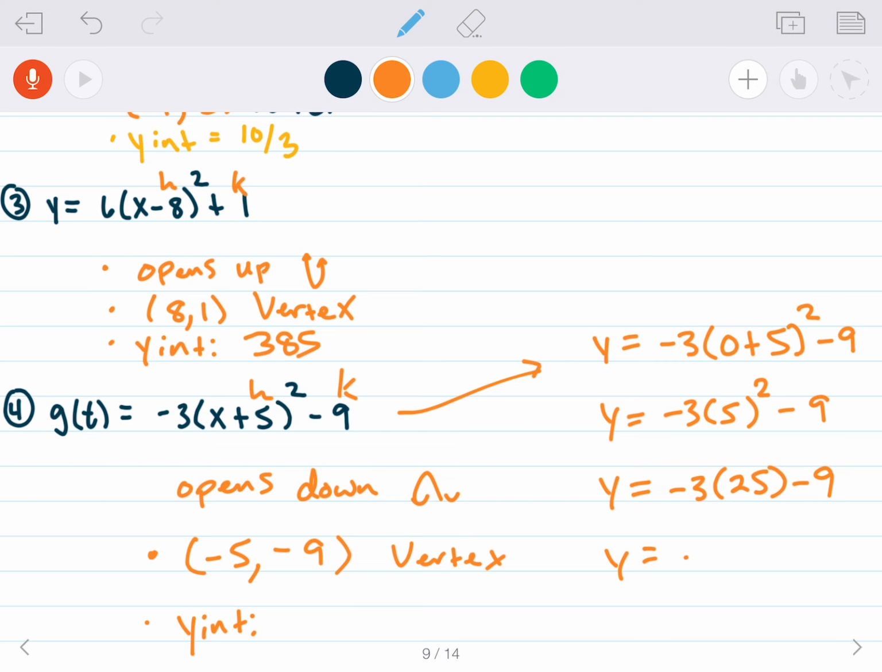And we get negative 84. So that's that. Again, I'm not going to graph this one, but you should try it out on your own and confirm with Desmos.